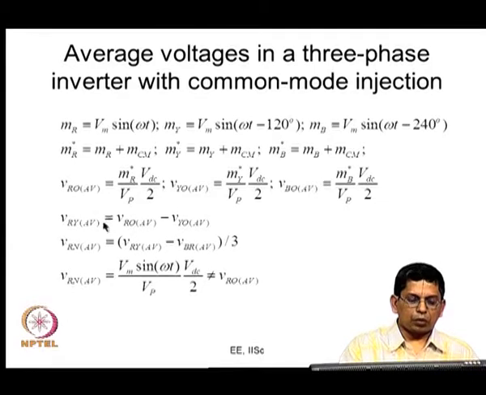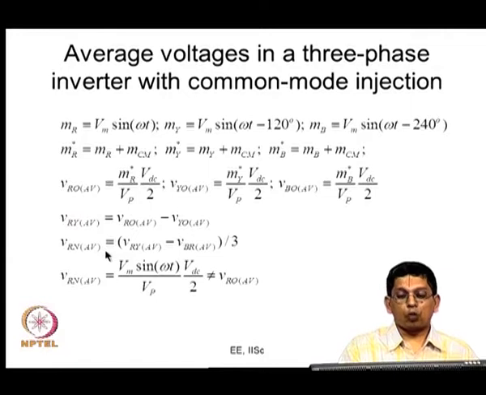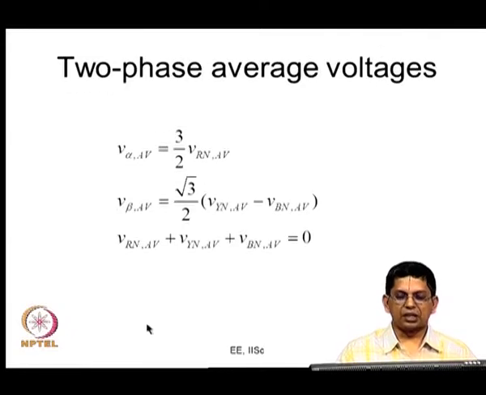So, your VRY average and VRN average will be sinusoidal, but what will happen when you go into overmodulation, that is when MR star goes greater than Vp, this will get clipped to plus VDC by 2. When MR star goes below minus VDC, it will get clipped to minus VDC by 2, and therefore, your VRO average will be a peak clipped waveform. So, that is what would result in distortions as we had seen yesterday.